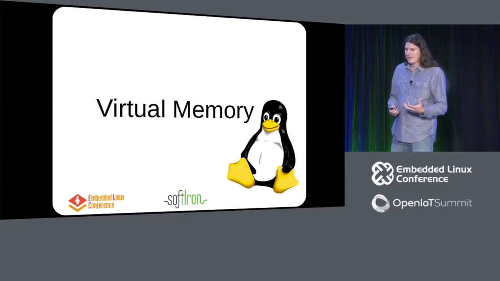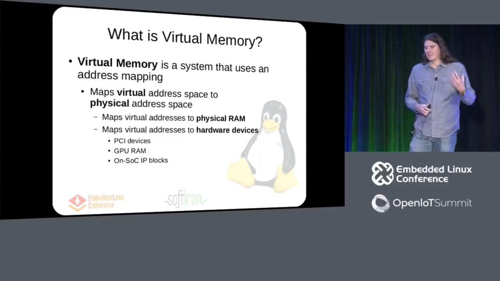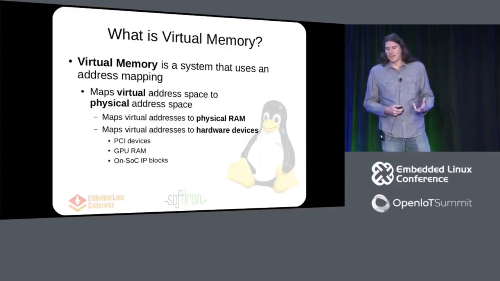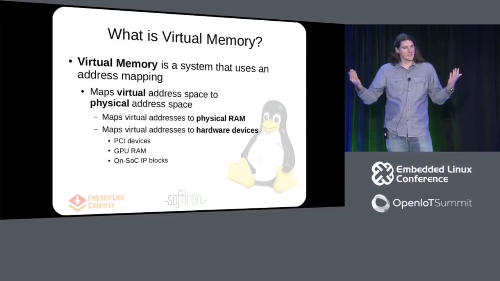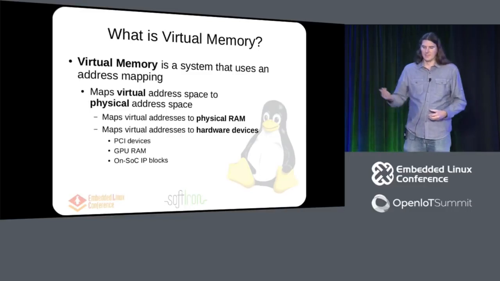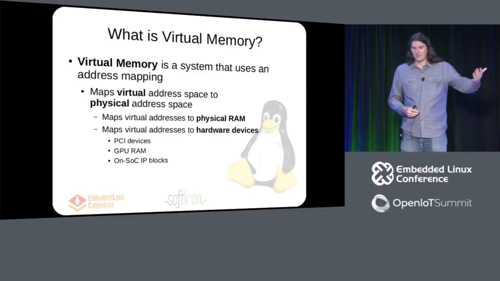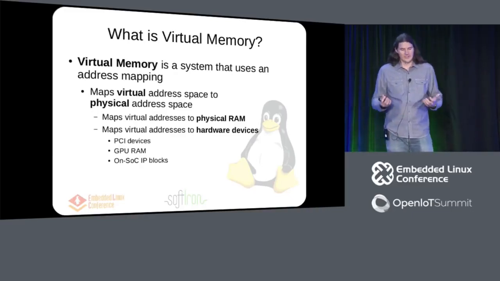And let's talk now about virtual memory. So what is virtual memory? Virtual memory is a system that uses an address mapping. And this mapping maps virtual address space to physical address space. So we have two different address spaces, virtual and physical. And in a virtual memory system, there's a mapping between virtual addresses to both physical RAM and then also to hardware devices, depending on the architecture.